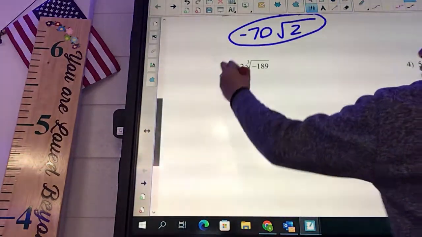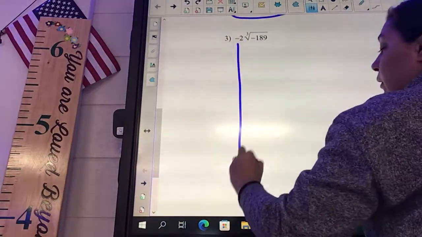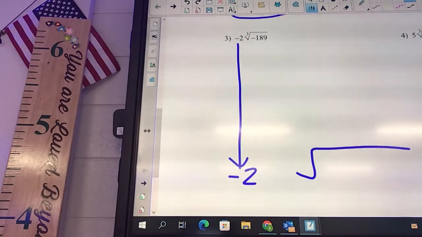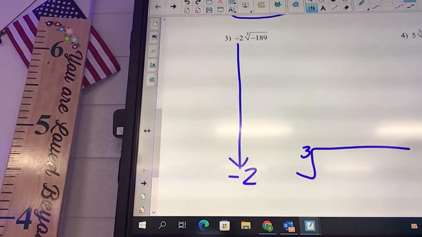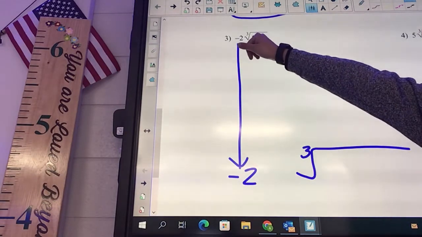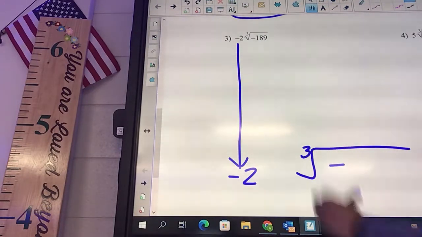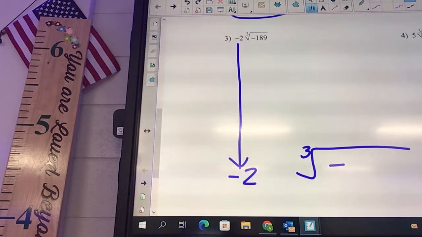Okay, for the next one, we're going to drop this -2 all the way down first. And we can put our square root with a baby 3. Now, sometimes you're going to get something where it has a negative on the inside. I can tell you right now, just pretend that it's a positive 189 and put the negative on the inside at the end. You cannot take a square root of a negative number. Eventually you can, and it's called complex or imaginary numbers, but we're not going to do that. So you're going to put the negative back inside the root.